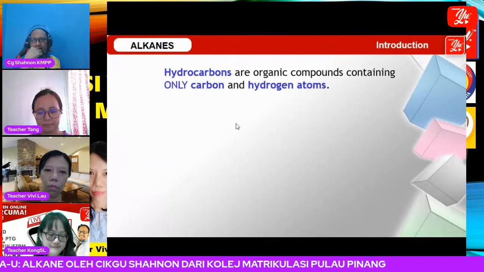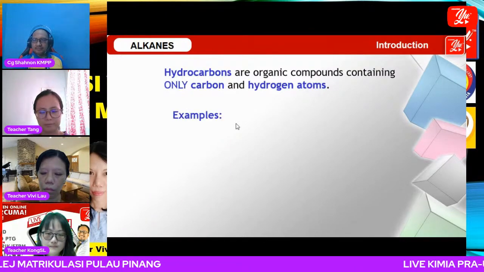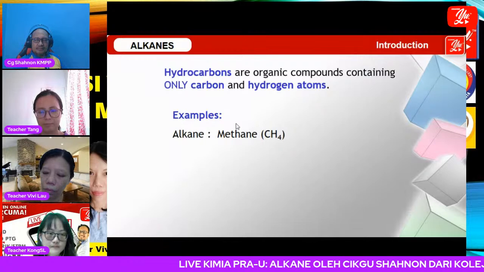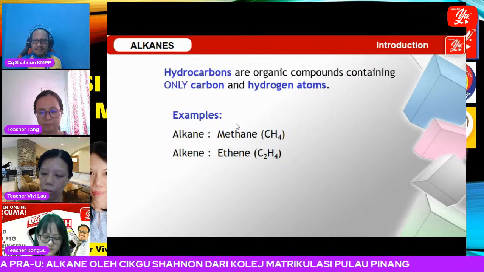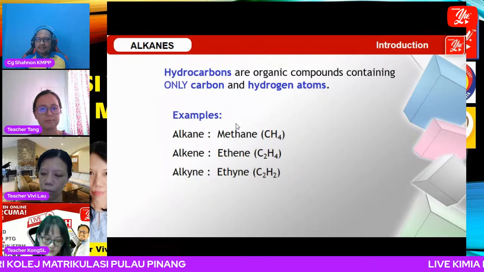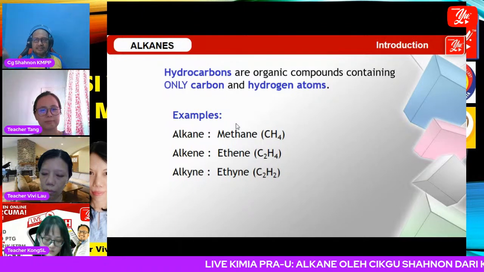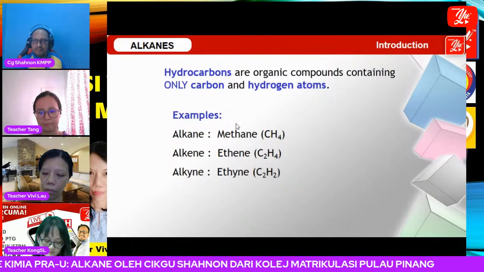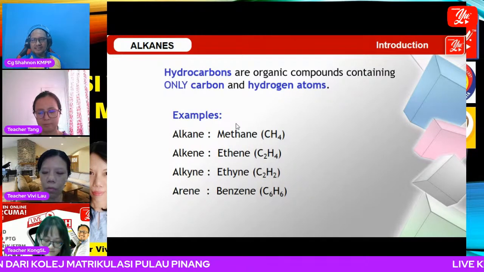What is hydrocarbon? Hydrocarbons are organic compounds containing only carbon and hydrogen atoms. For example, we have methane, CH4, which is a kind of alkane. Then we have alkene, for example ethene, the molecular formula is C2H4, and alkyne, ethyne, C2H2. As we can see, only carbon and hydrogen, so all of them are hydrocarbon compounds. And benzene, also C6H6. This is arene.